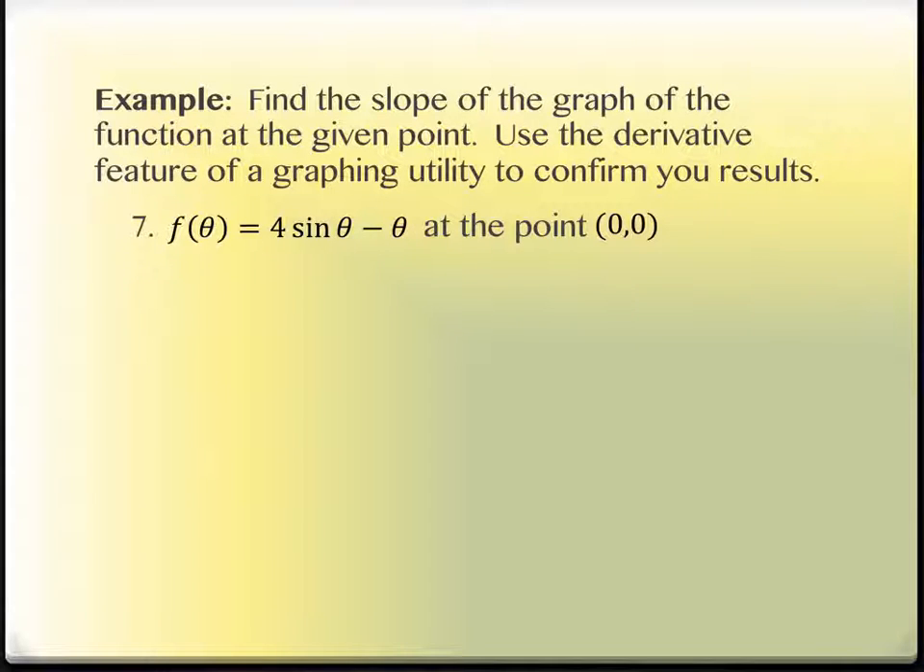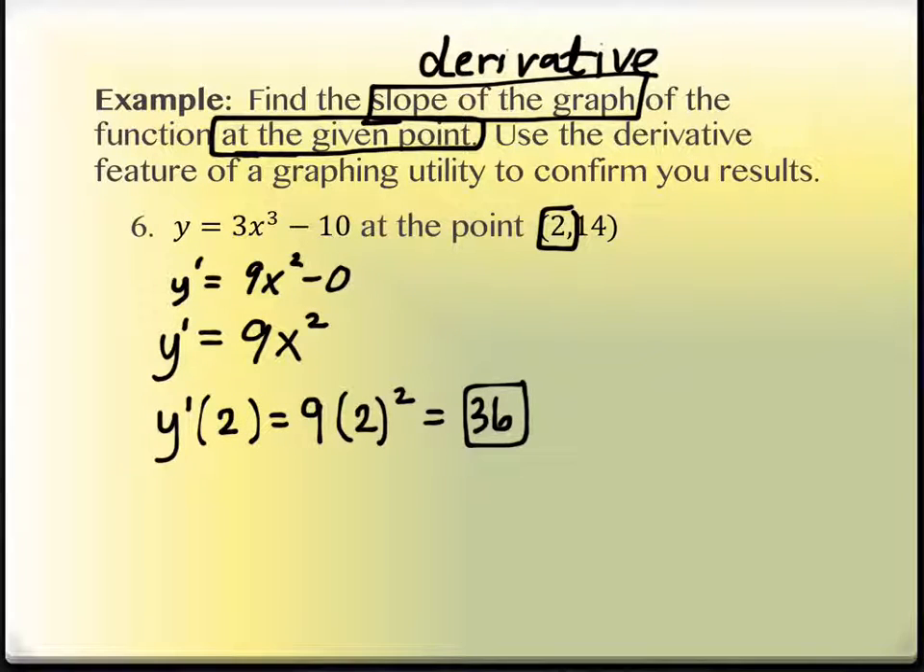Find the slope of the graph at the given point. Oh, I'm sorry, there was one more direction on this one I just glossed right over. It says use the derivative feature of a graphing utility to confirm, that should say your results. Woo, typo. All right, your results. So what that's referring to is if you take your graph or your calculator, and you put in the original equation. So if you put in the equation y1 equals 3x cubed minus 10. Okay.